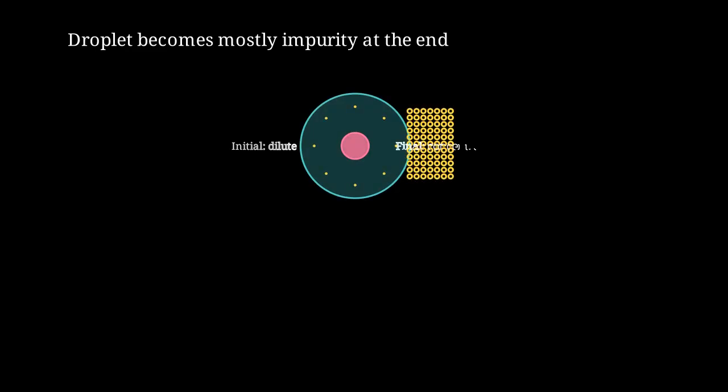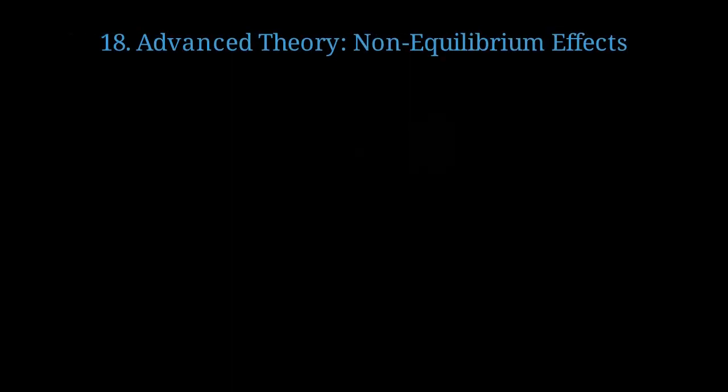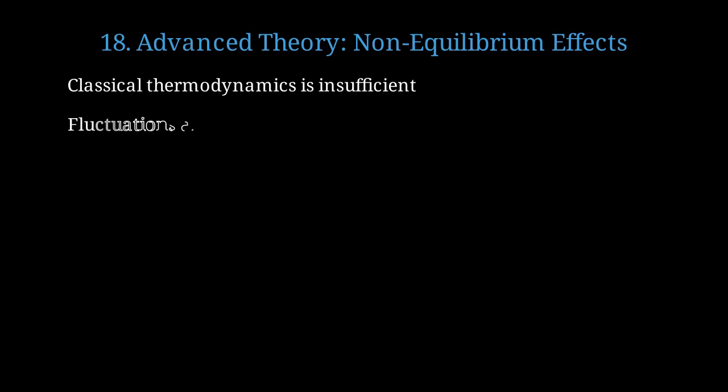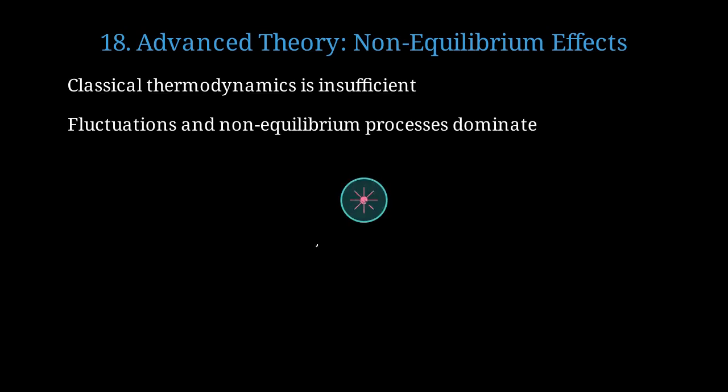Left shows few impurities in large droplet. Right shows concentrated impurities in final nanodroplet. At nanoscales, non-equilibrium thermodynamics becomes essential. The classical thermodynamic approach is insufficient to explain the observed behavior at nanoscales. Instead, fluctuations and non-equilibrium processes dominate the behavior of nanodroplets. These inward arrows represent non-equilibrium effects, driving the system towards a new steady state.